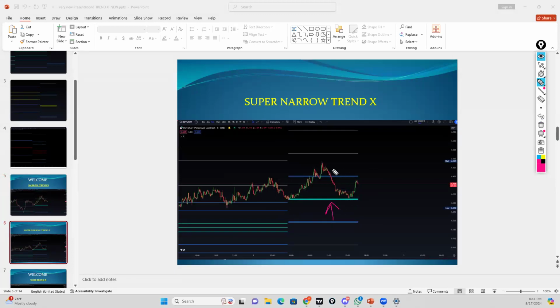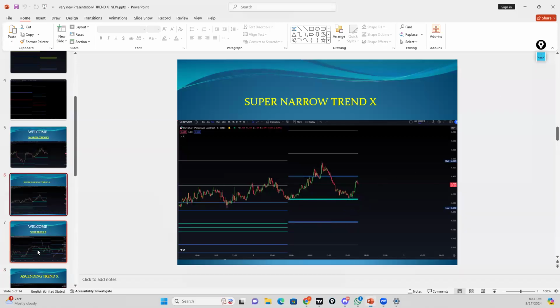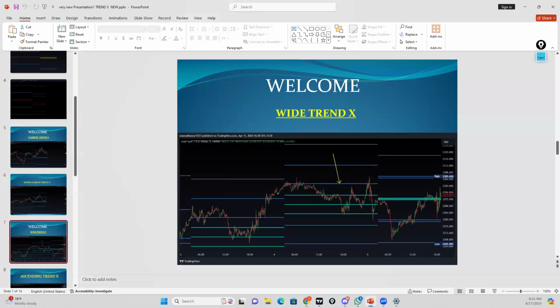This is a daily trend X. Okay, so the entire day you can see how it's taking the support, correct? So the entire day it will be volatile because this is a super narrow daily trend X. Okay, again, the white trend X, so the market will be range bound, right? Like we say that the market will be range bound.